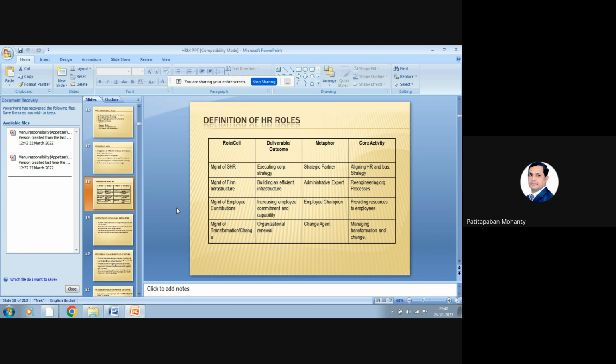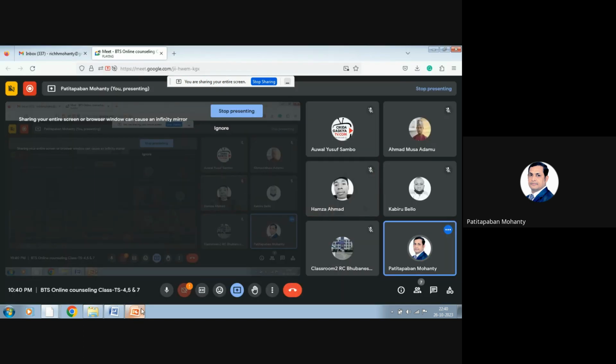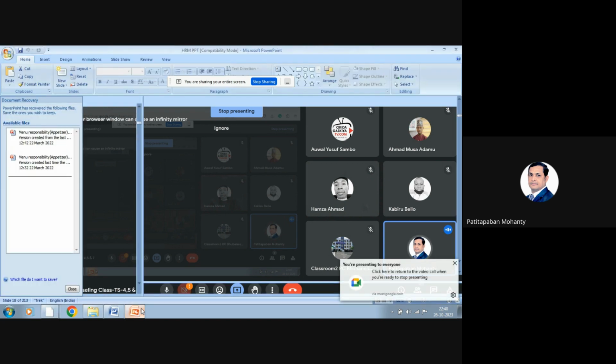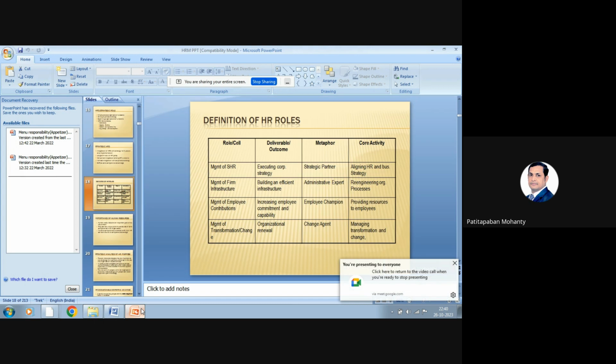Okay. The next is management of employee contributions. What is that? Every organization has its employees, who normally have a particular kind of group activities which they want to contribute. Okay, what is the outcome? Increasing employee commitment and capability. It increases the employee's commitment.